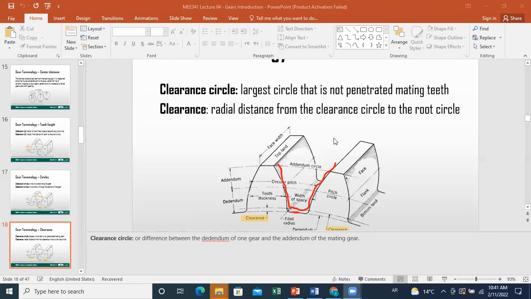If I consider the following case, I can draw a certain circle that will not penetrate the mating teeth, like this. And then I define a certain distance between what we call the clearance circle and the bottom circle, or the base circle. This distance between the two is called clearance. So clearance can be defined as the radial distance from the clearance circle to the root or base circle.